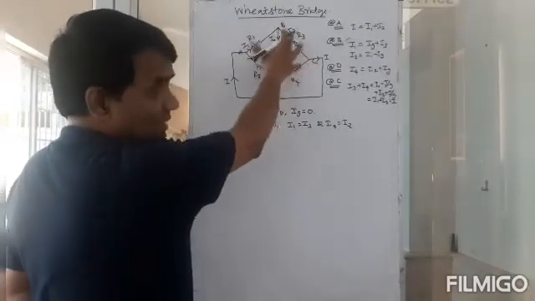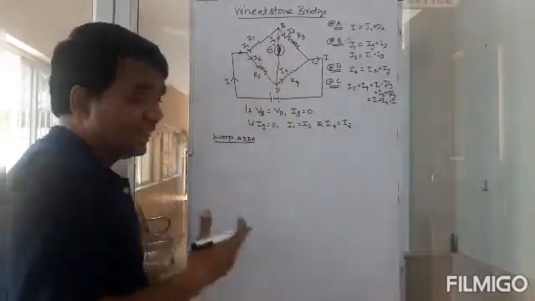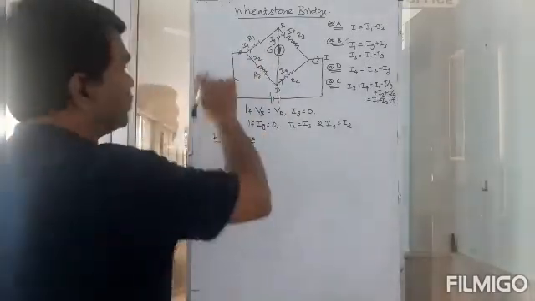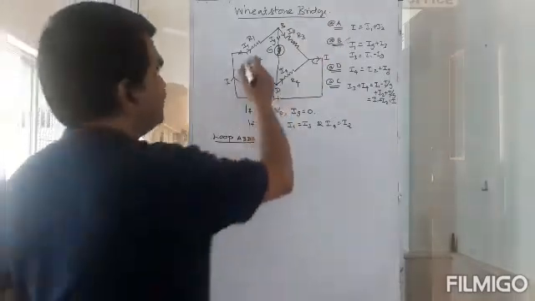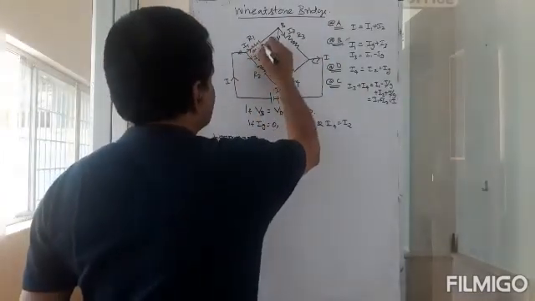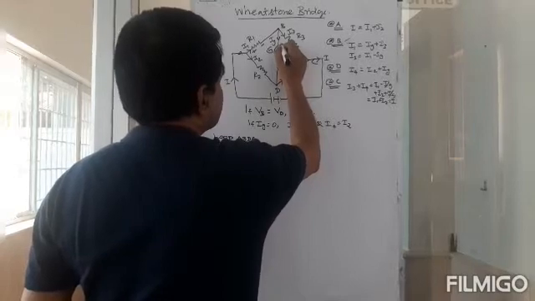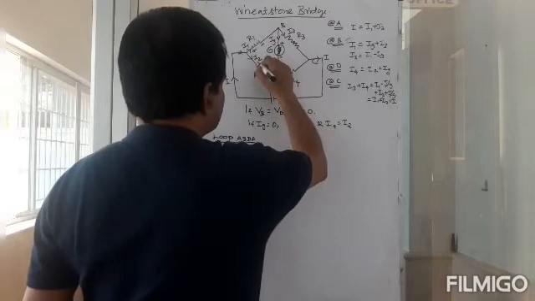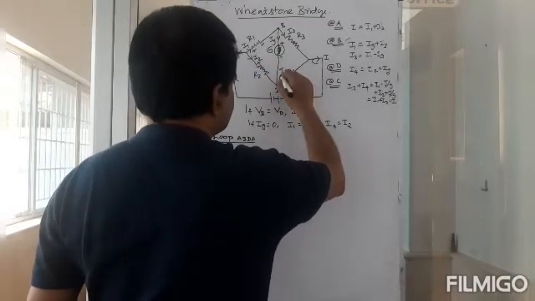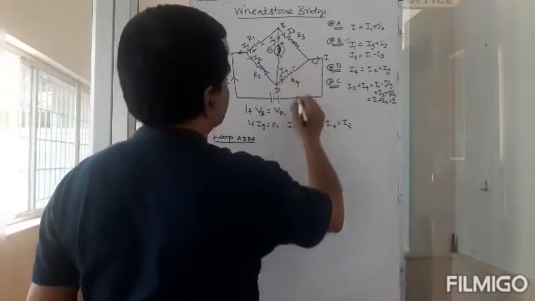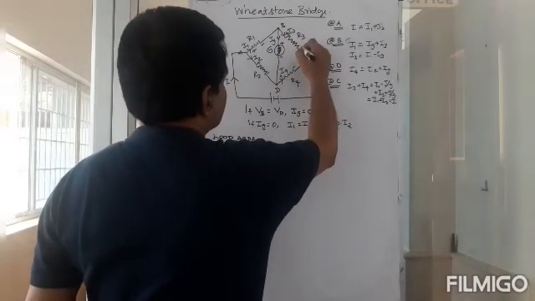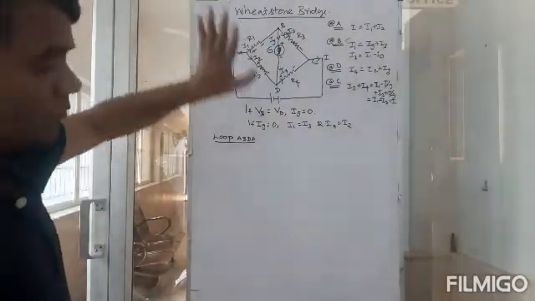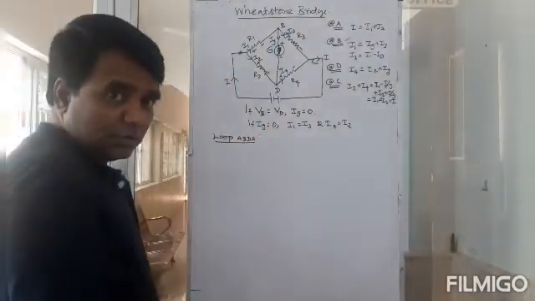Now I have the current directions. Assume current directions. I'm going to assign potential drop signs here. I1 enters here, so this is plus, this is minus. Ig enters here, so this is plus, this is minus. I2 enters here, so this is plus, this is minus. I4 enters here, this is plus, this is minus. I3 enters here, so this is plus, this is minus. All done.